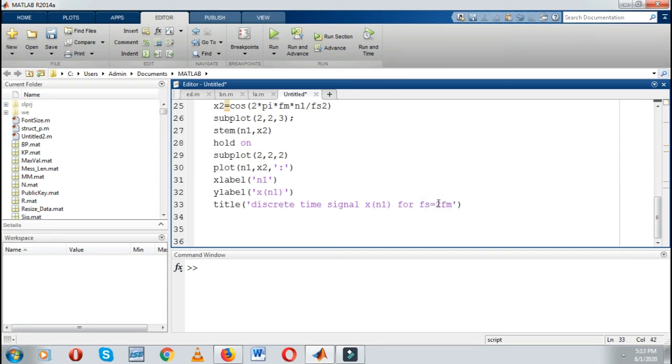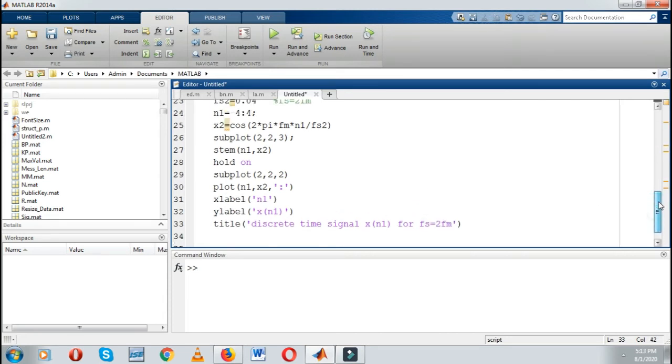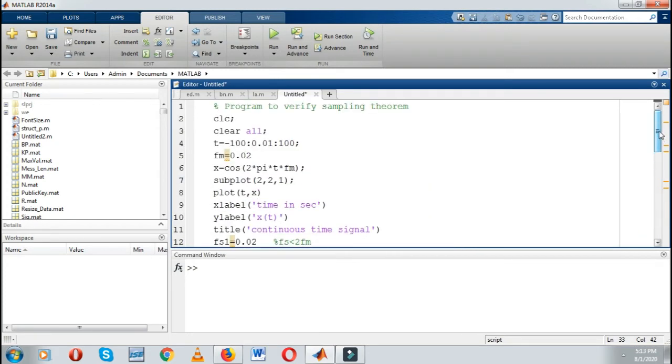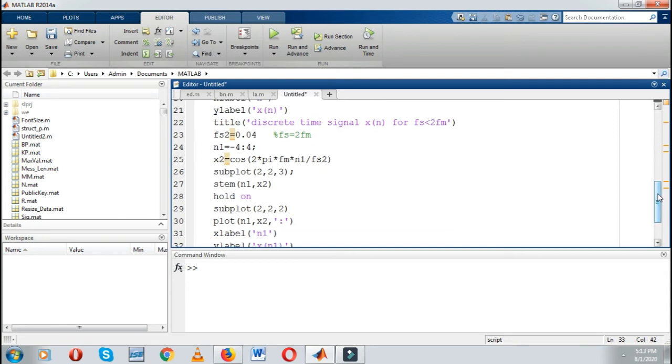For fs equal to 2fm, the same program is there. I have just taken fs, the sampling frequency, as 0.04. We already know that fm is equal to 0.02, so if I take 2 into fm, then you will get fs equal to 0.04, which is 2 into 0.02. So both frequencies become the same.